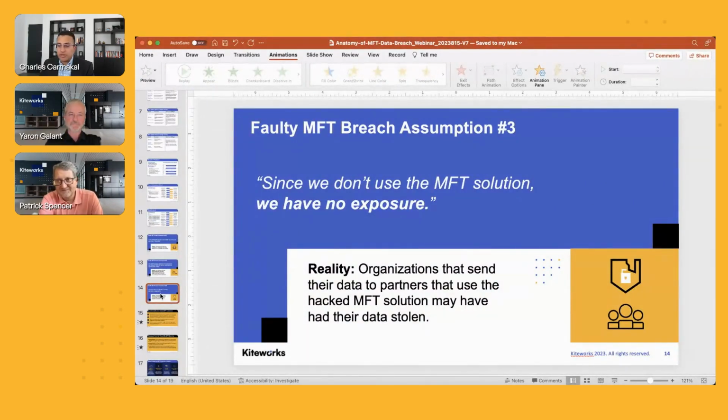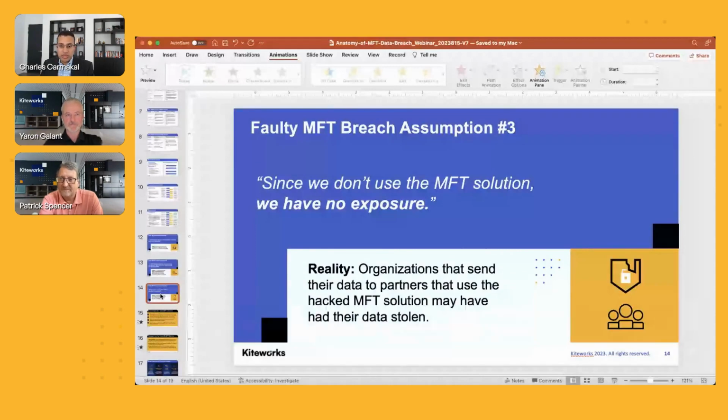Yeah, what's interesting about this is that, particularly with MOVEit, and by the way, by no means am I picking on MOVEit. It's just the most recent example here. And it's interesting because of the volume of customers that they have and the number of compromised tenants that existed. One of the challenges that occurred here is that a lot of the companies that were digging into their exposure were companies that actually hosted their own MFT solution.